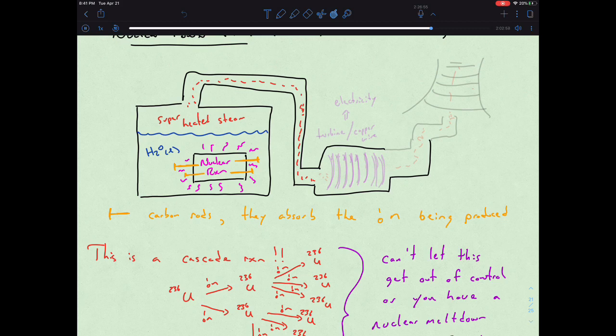Sorry, that cartoon's horrible. We come across an area where it passes through a turbine. And we have that, with copper wire. That's where we get our electricity.